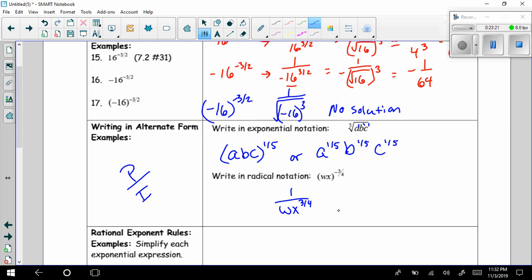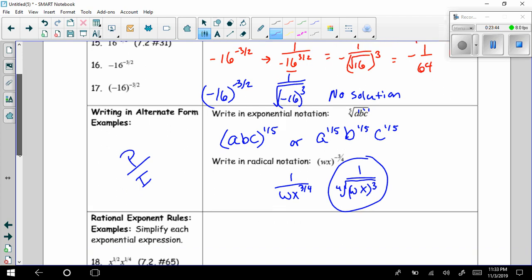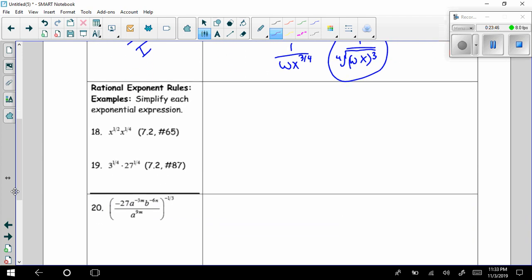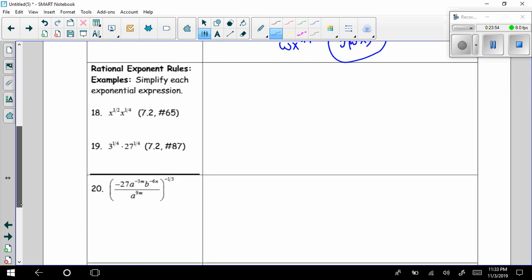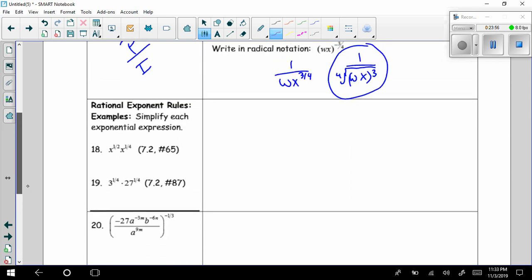We can then write this as the 4th root of wx to the third on the bottom. We will do a rationalization of this problem later on in this unit. All right, and then just remember your rules of exponents still apply. Go ahead and try to simplify these as best you can, knowing that.